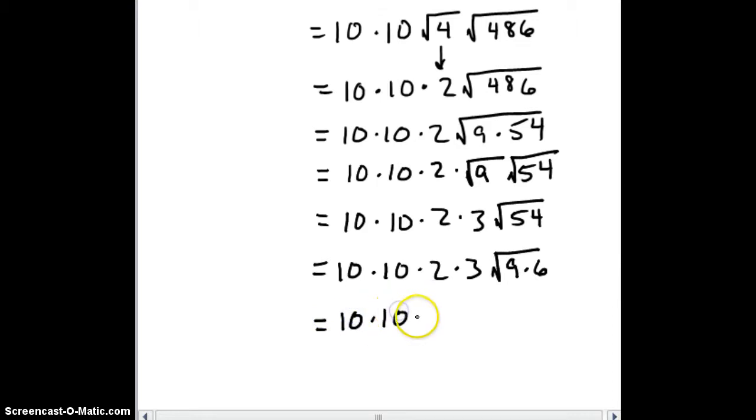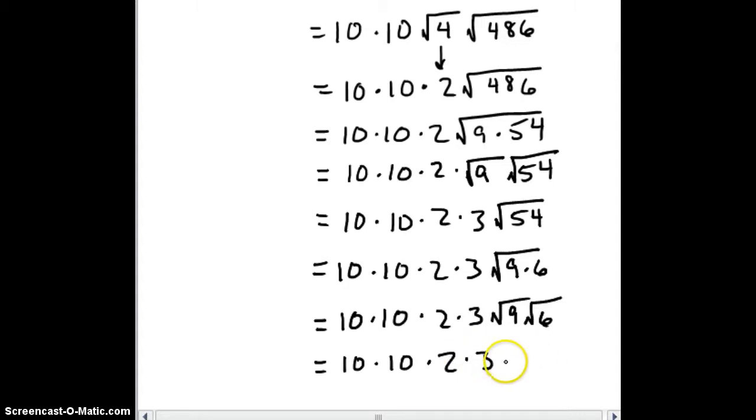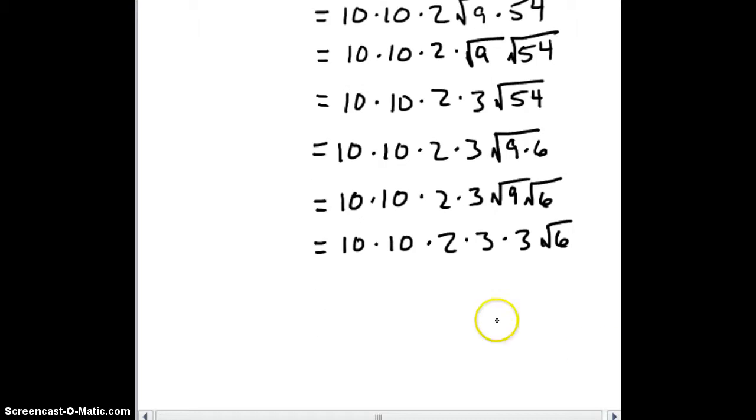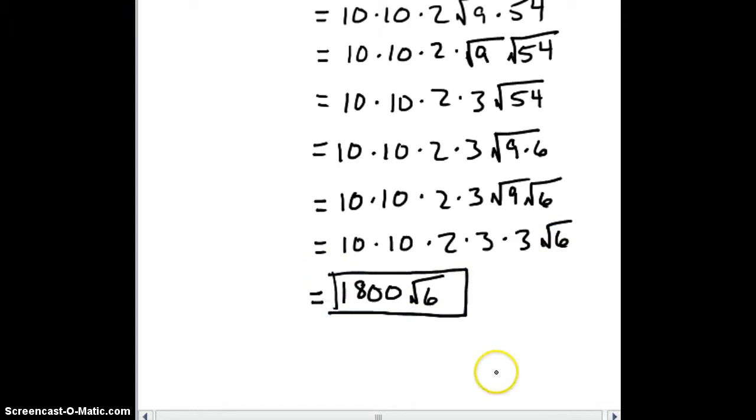I do the exact same thing again. I'm going to split apart my radical, square root of 9, square root of 6, and then I take the square root of that perfect square. Okay, and now all I have to do is multiply all of these together. When I do that, I get 1800, but I've also got this square root of 6. There are no perfect squares that divide evenly into 6, so that's when I know I'm done. This is as simple as it gets.